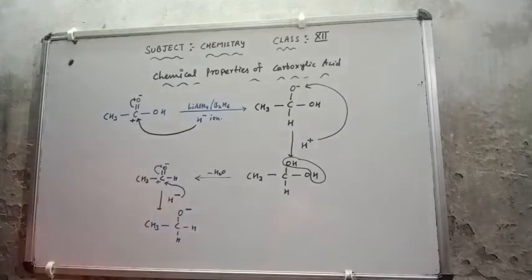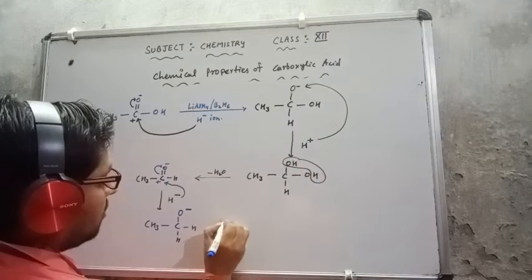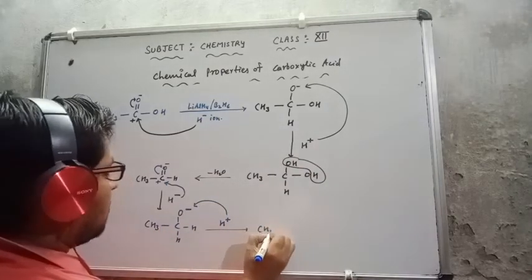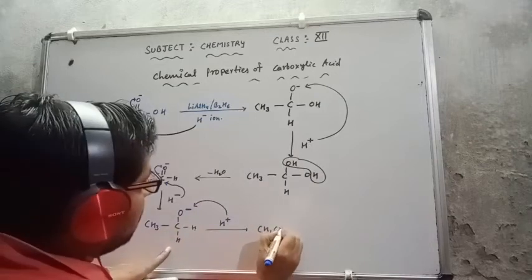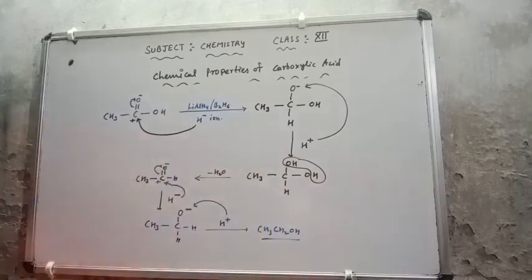Now again the hydrolysis process, as we have done here, the same H positive is going to attack the negatively charged oxygen. So this is CH3, this is CH2, and this is O and H, this is OH, that means alcohol. So from the carboxylic acid we are getting the alcohol. So this is the mechanism of the reaction. After this reduction, I'm going to the next reaction.